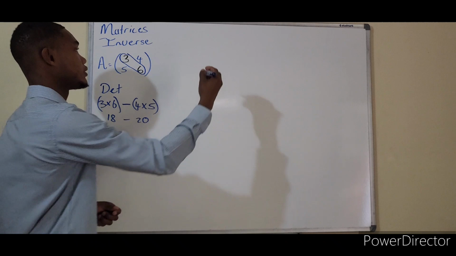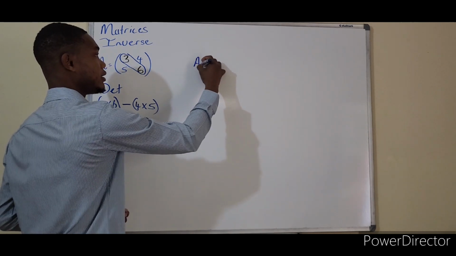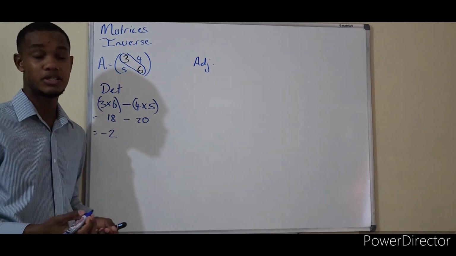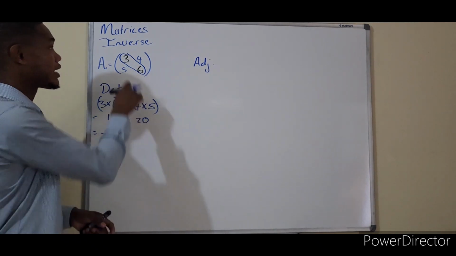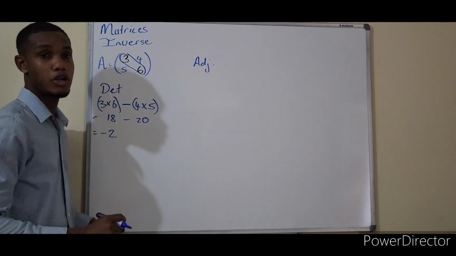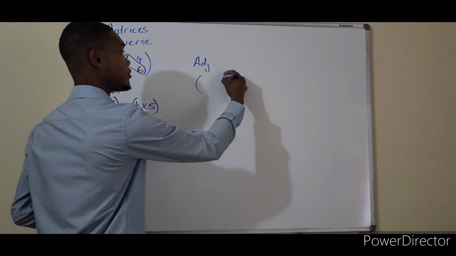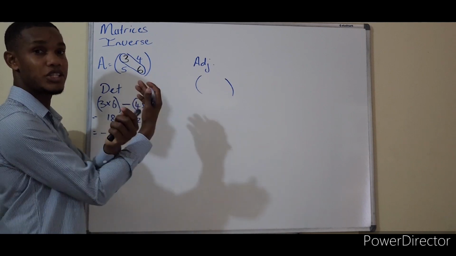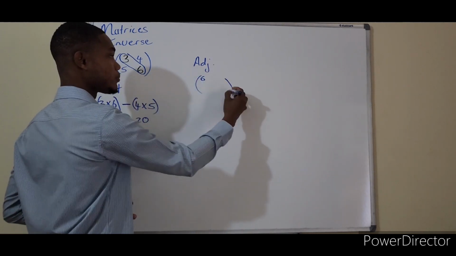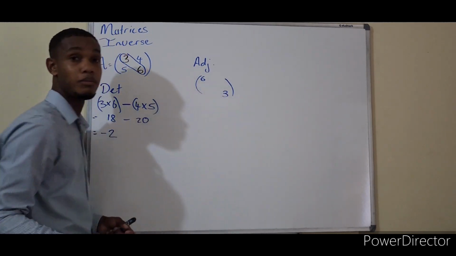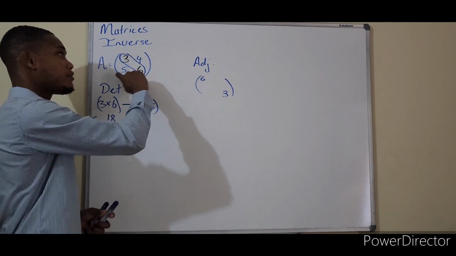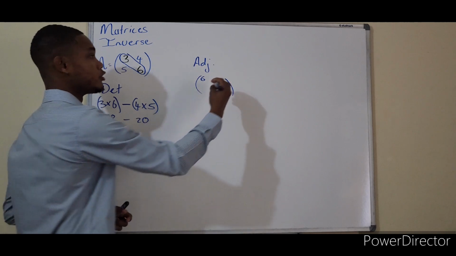Second step, adjoint. So ADJ, that's the abbreviation for adjoint. Now, to find the adjoint is very simple. It simply means that for the leading diagonal, you switch the numbers' positions around. So 3 came first, 6 came last. You'll switch them around to make 6 come first and 3 come last. For the other 2, which is the 4 and the 5, all you need to do is write those back.